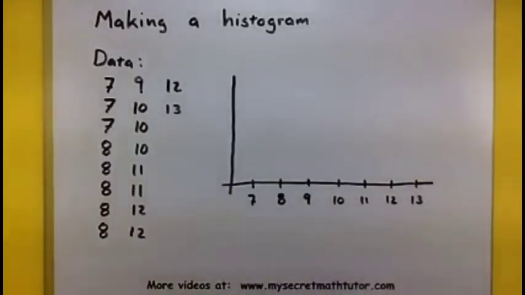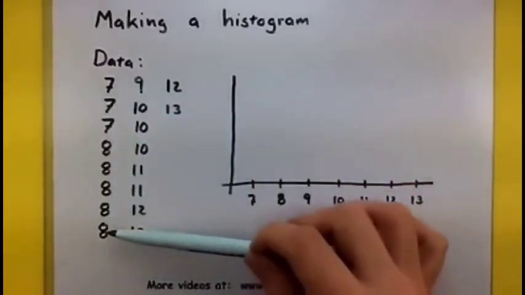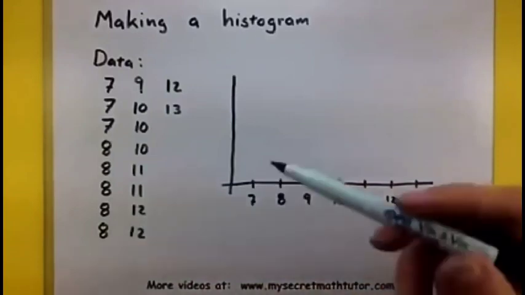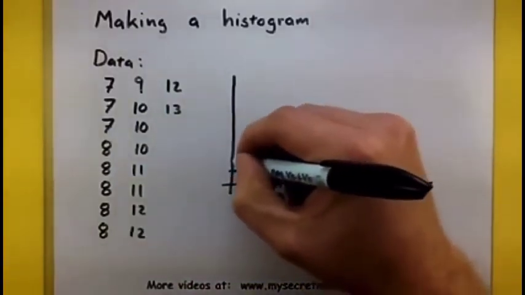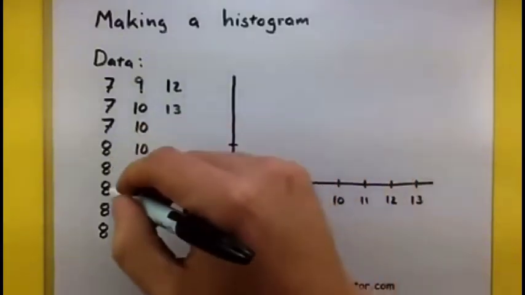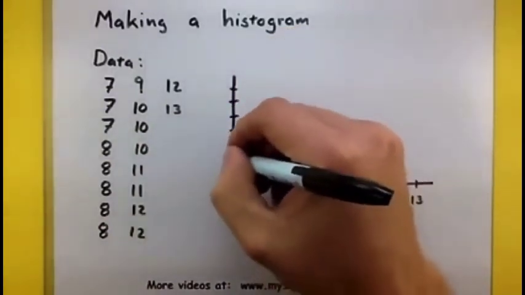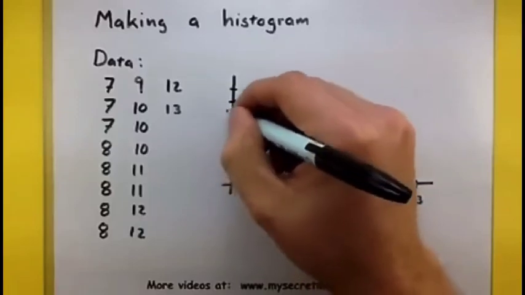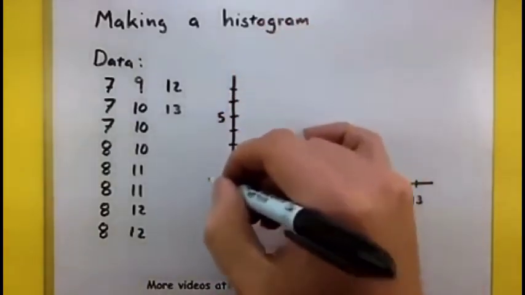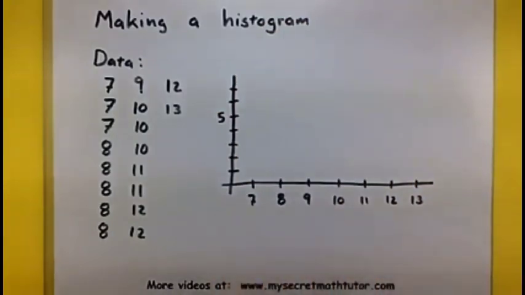Perfect. Now, along the vertical bar, this is where we put our frequency. In other words, how many of these things do we have? Well, looking at all my data, looks like the smallest number of things is maybe only one of them. And the maximum number of things I have is 1, 2, 3, 4, 5. So I want to make sure that my scale over here has enough to handle at least 5 things. There we go. So again, this represents frequency, and this represents the values of our variables.